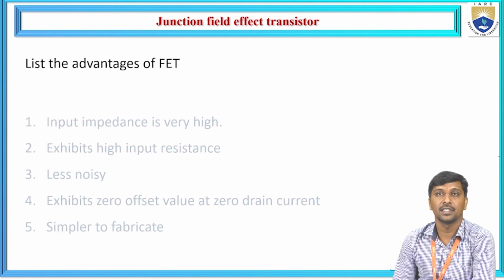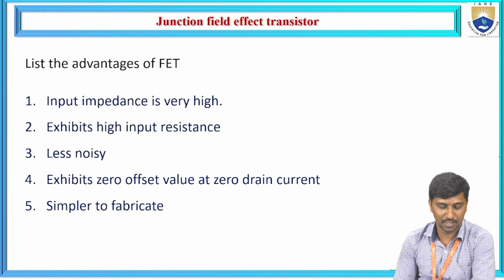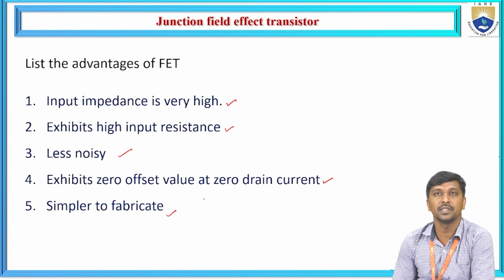List some advantages of FET. These are some advantages. The input impedance is very high, and it has high input resistance. The noise is very low, and it also has zero offset voltage and zero drain current. And we can easily fabricate this device together with a bipolar junction transistor.